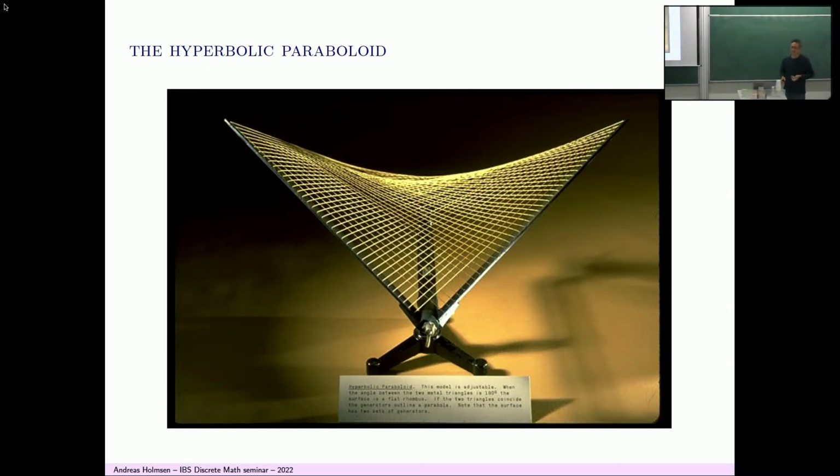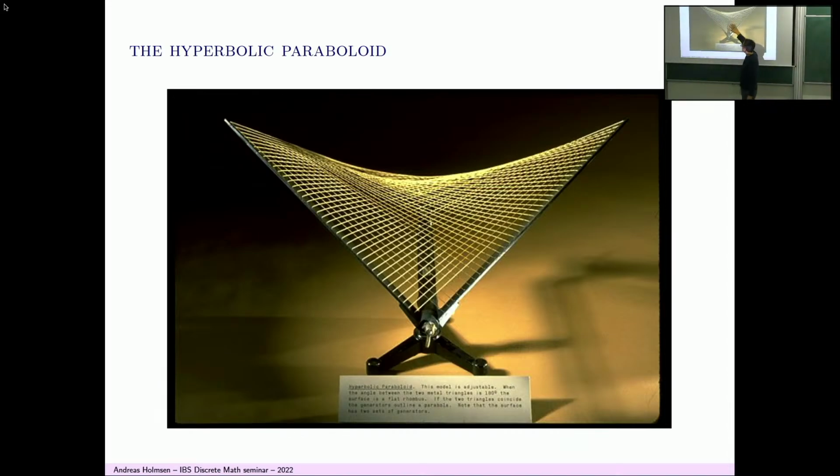nice surface called the hyperbolic paraboloid. This is a picture I found on the Smithsonian Institution's homepage, where they have some physical models of this surface. This is a ruled surface, a doubly ruled surface, which means that for every point in this surface, there are two lines contained in the surface. There's a continuous family of lines going this way. That's one ruling. And there's another family of lines living in the surface going this way. That's the second ruling. Right? And this surface is the basis of our construction.